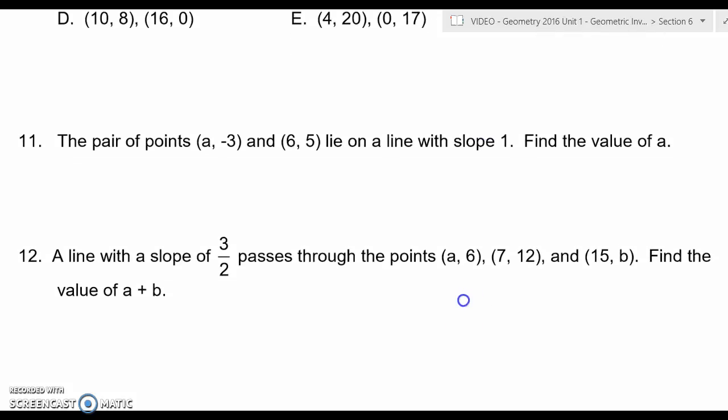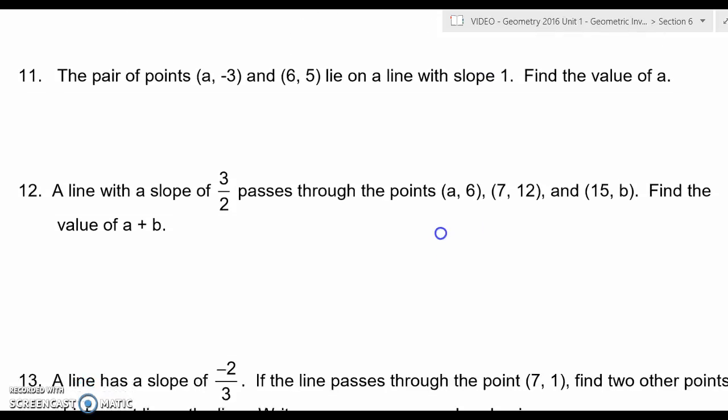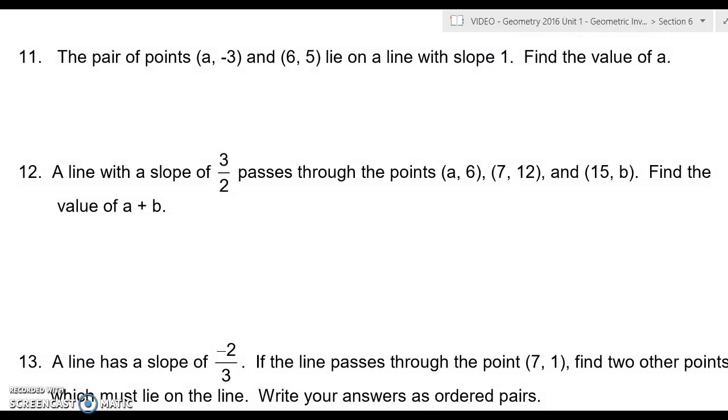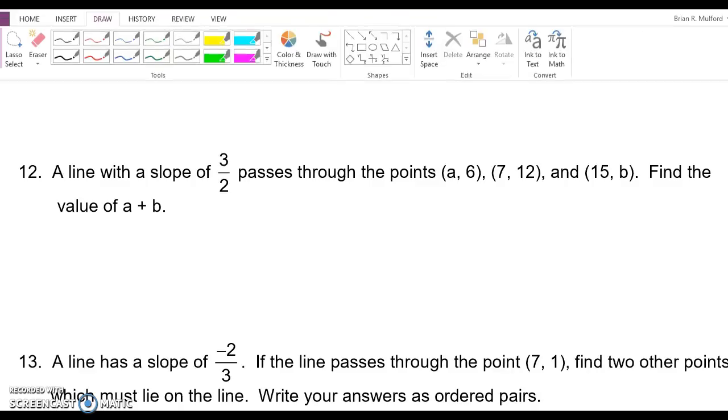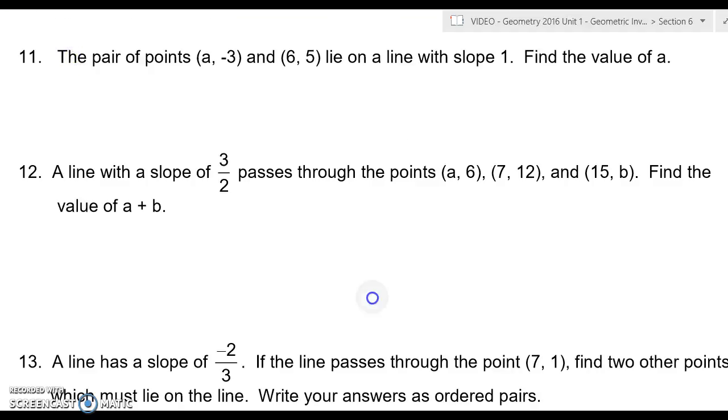All right, so let's take a look at number 12. This is a kind of tough question. I want to make sure we address this one here. It says a line with slope of 3 over 2 passes through the point a comma 6, 7 comma 12, and 15 comma b. And what we want to do is find the value of a plus b. So I'm going to start by writing out 2 points, a comma 6 and 7 comma 12. What I need to do is find the slope between these points. But I already know what it is. I already know it's 3 over 2.